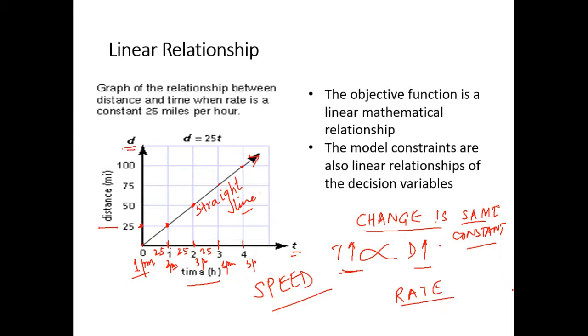I will repeat again. Okay, then the objective function. What can be linear in linear programming? It may be the objective, as we write by Z. It may be the objective function, or there can be model constraints also, which may be having linear relationship of the decision variables. So either the objective function or the model constraints, both have linear relationships with the decision variables. So this becomes our criteria.